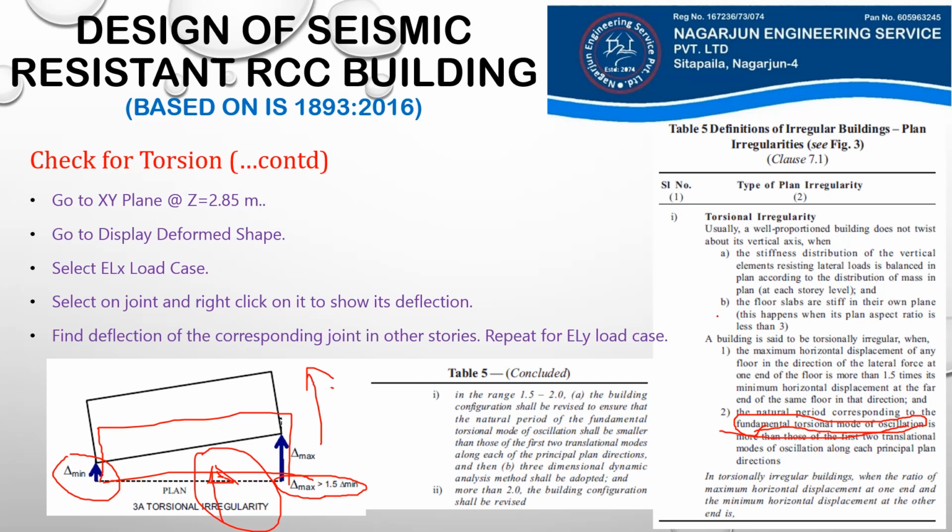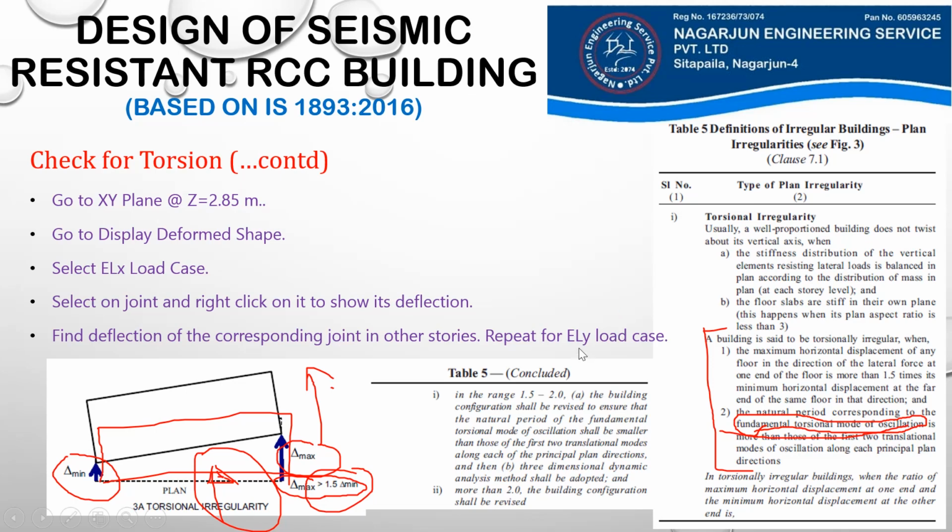So there are two conditions for a building to be torsionally irregular. One is that the larger deflection is more than 1.5 times the minimum deflection, and the second condition is that the natural period of the fundamental torsional mode of oscillation is greater than those of the translational modes of oscillation.